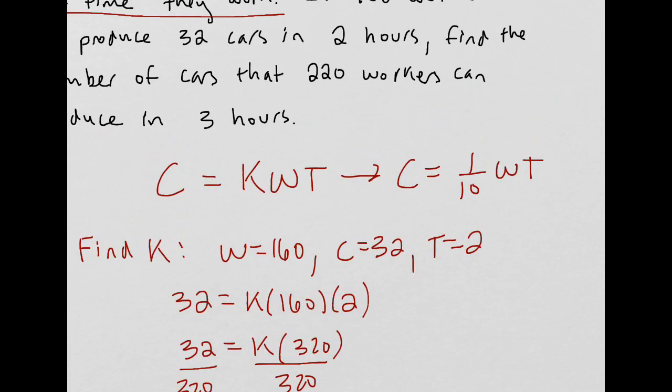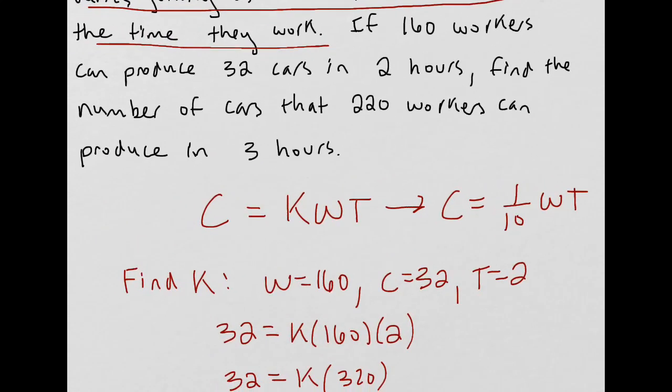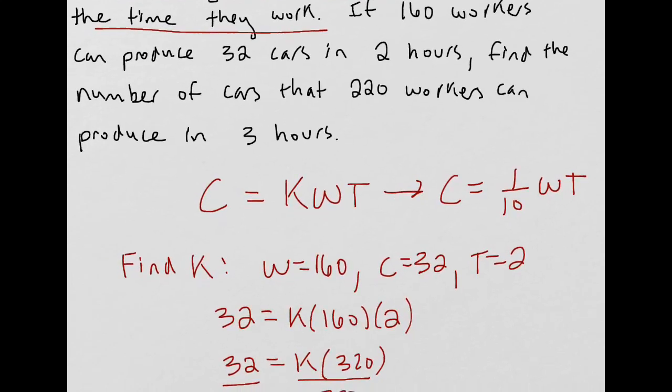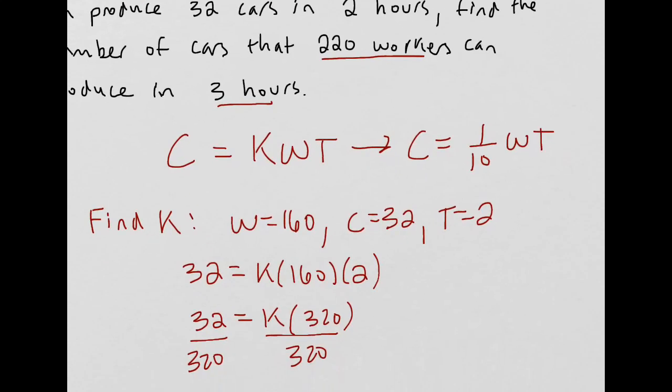And now let's go back and see what question they want us to answer. So it says find the number of cars that 220 workers can produce in 3 hours. So they're telling us what W is and they're telling us what T is. So the last step is let's just plug those values in. So we get C equals 1/10 times 220 times 3. And I think if you run that through your calculator or do it by hand, you end up with 66.